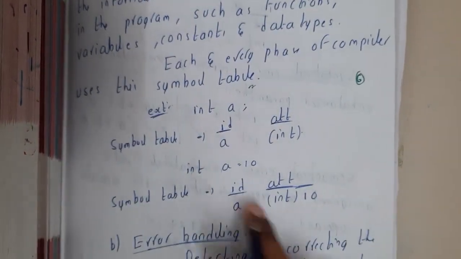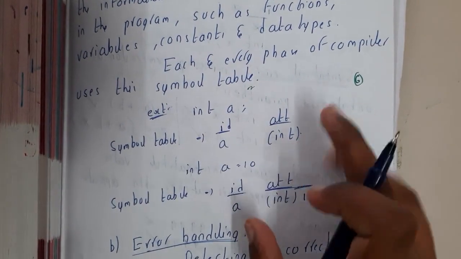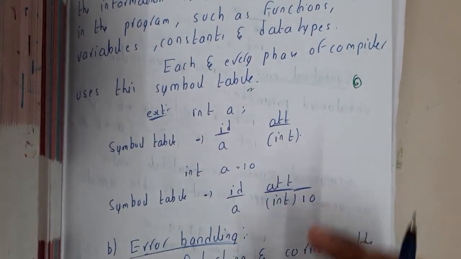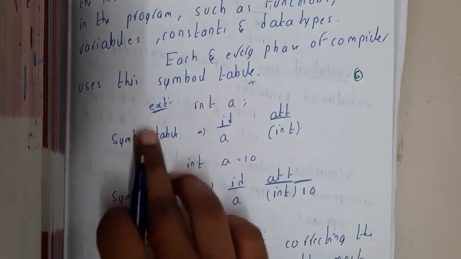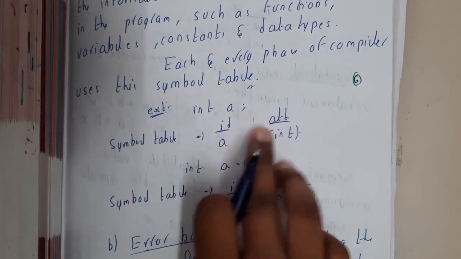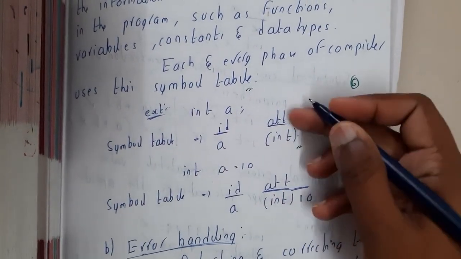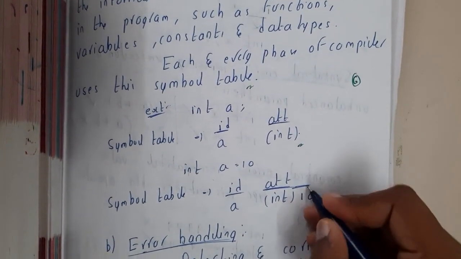We'll be discussing the representations, the data structures and all those things in our future lectures. So for now, let us go through a small example. So int a: the symbol table id is nothing but a, and its attribute is nothing but the data type.